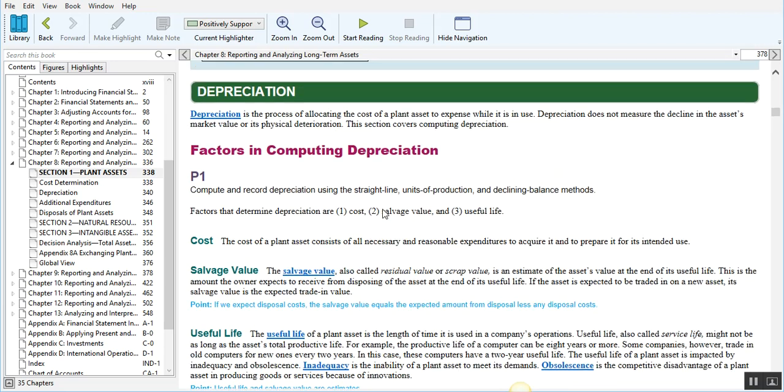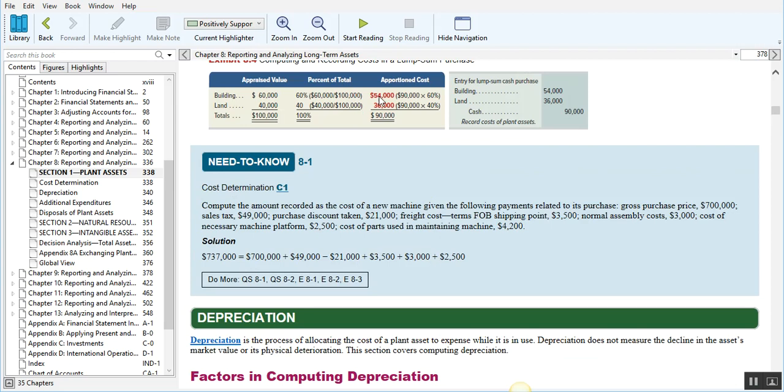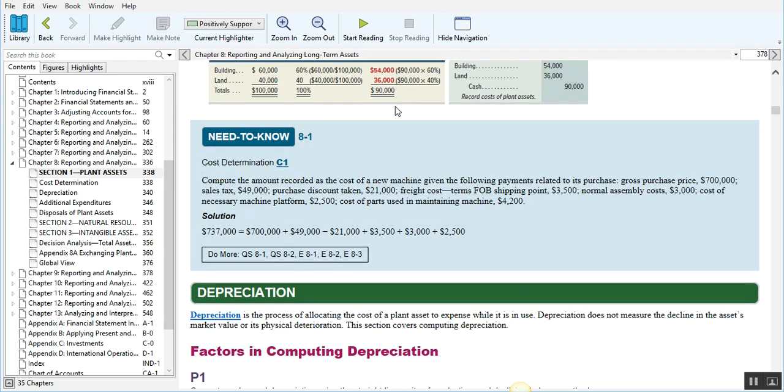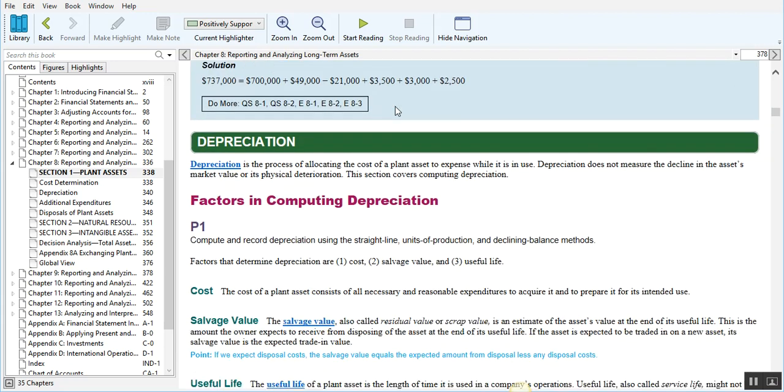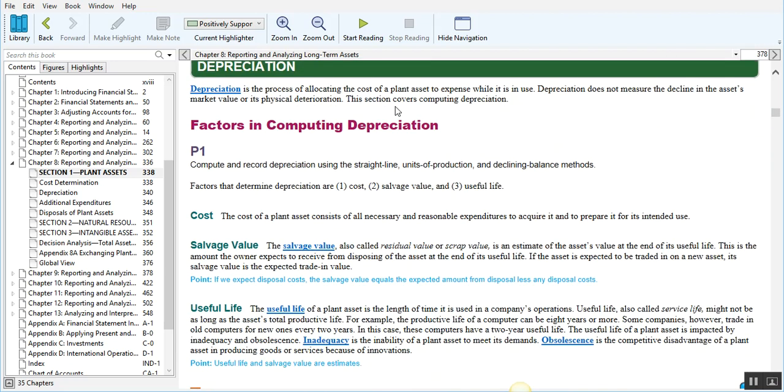By the way, this apportionment will be used to establish the value or the book value on those assets when you acquire them. Depreciation is the cost of allocating an asset over its useful life. In order to do this calculation, you need to know what the useful life is, what the salvage value is, and what the cost of the asset is.